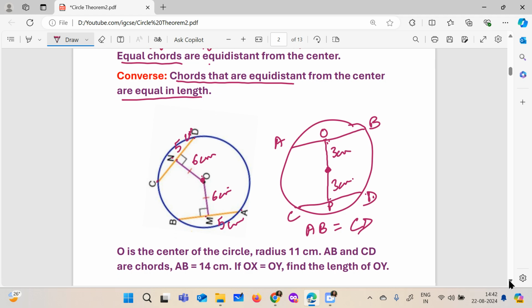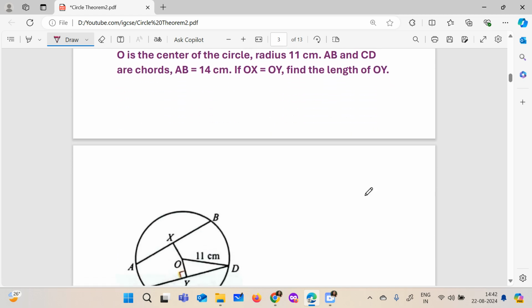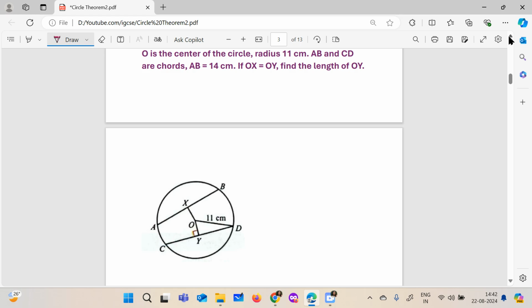Now here is a question. O is the center of the circle. Radius is 11. AB and CD are chords. AB is equal to 14. OX equals OY. Right? Find the length of OY. So we need to find the length of OY.